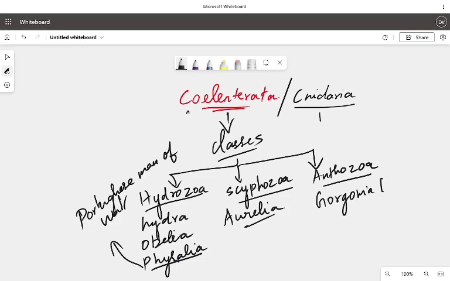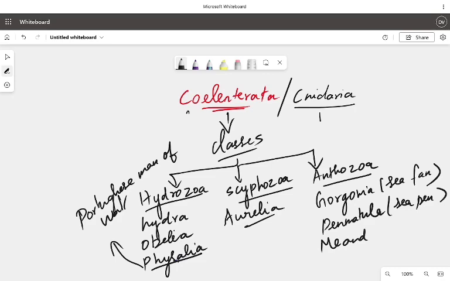Gorgonia is sea fan. It looks like this China fan, right? Hand fan. And then Pennatula, which is sea pen, which looks like a pen. And then Meandrina, which we call brain coral. Okay, the coral reef will look like a brain. Okay, that's all regarding Coelenterata. The very important thing is about the cnidoblast, the stinging cells, and the alternation of generation. So keep that in mind.